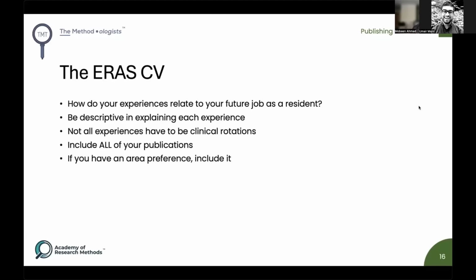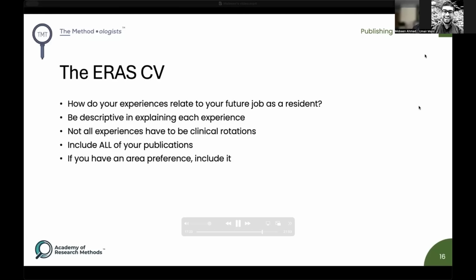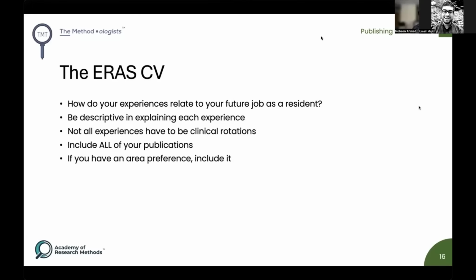So this gives programs the idea that, okay, this guy knows a little bit about the healthcare system in North America. He knows the importance of working in a team. Highlight your characteristics through each of your experiences. Other things to be wary of include all of your publications. You would be very surprised as to what publications programs end up being interested in. And also, understand that, again, if it doesn't directly relate to what you want to eventually do for residency and fellowship, that's okay.